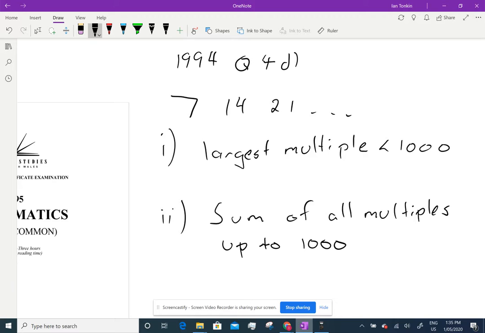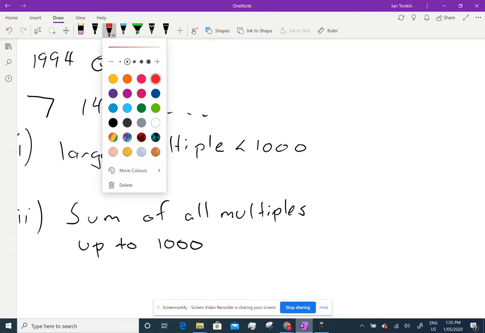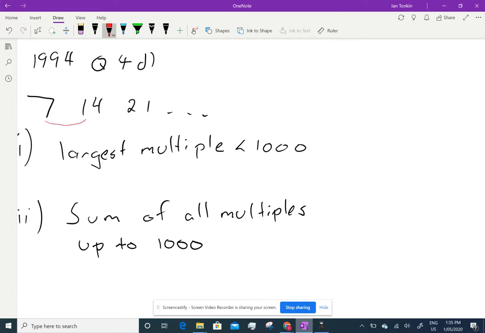So what do we got here? Now, straight away, you think multiple, or this is a 7 times table. So you think it's going to be a geometric series, but it's not. These things are going up by adding 7. All right, so our A is 7 and our D is 7.